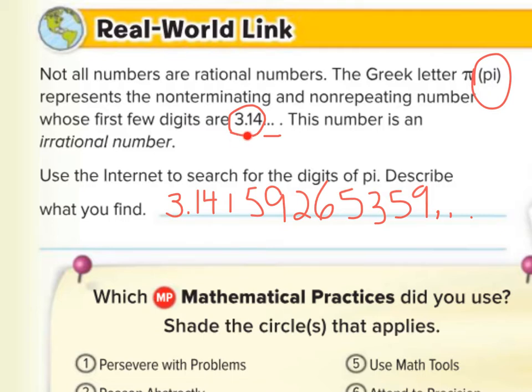Pi is essentially an average of how the diameter and circumference compare to each other. So if you have a circle, right, the distance across the circle is called your diameter. If you take that distance, that measurement, let's say that's 2 centimeters, right? If you take that distance and you multiply it by 3.14, you will get this distance, the circumference. So diameter times 3.14, or diameter times pi, will give you the circumference.